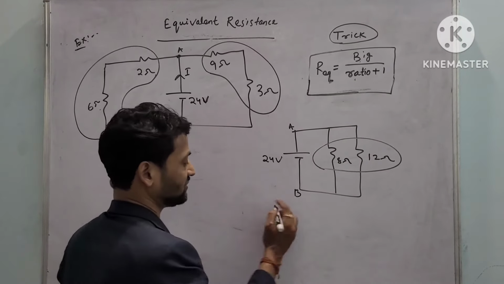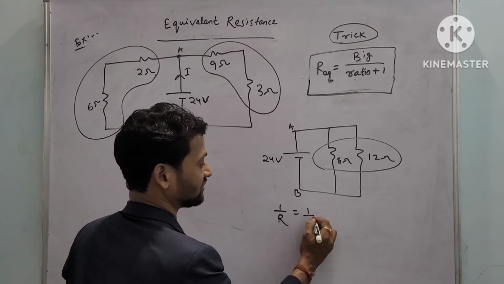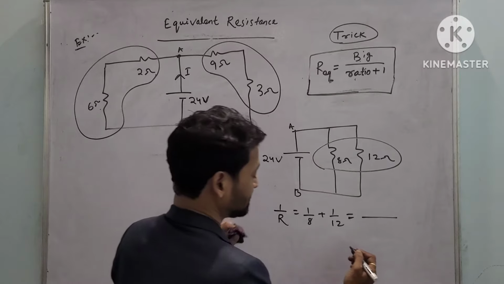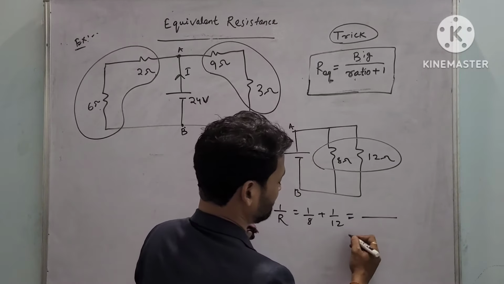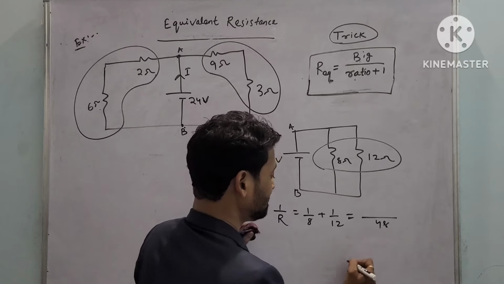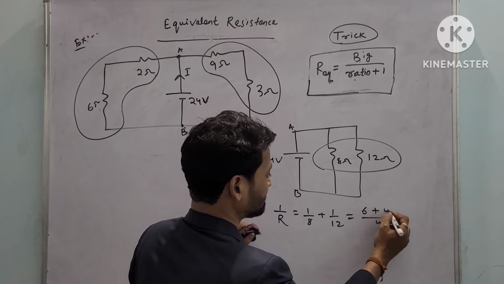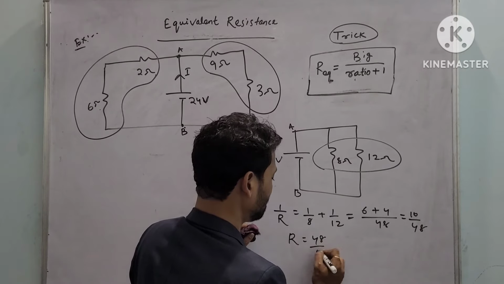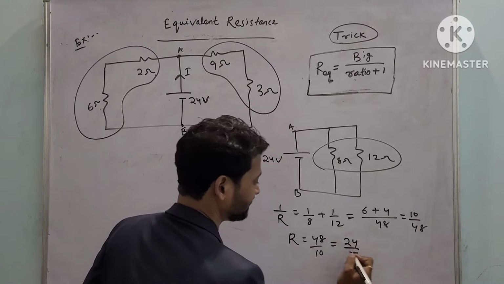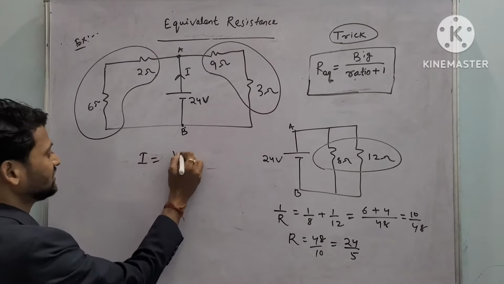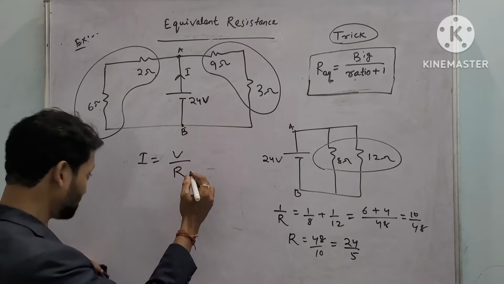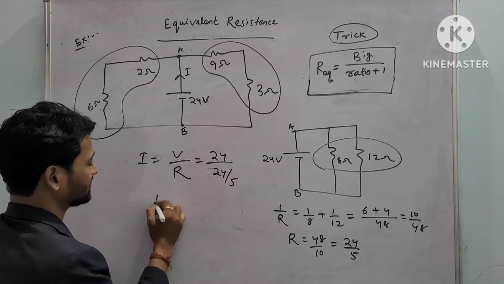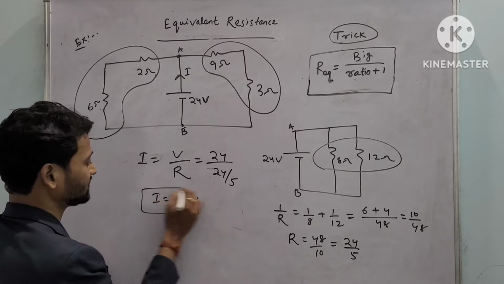So in this case better you apply 1 by R is equal to 1 by R1 plus 1 by R2. Okay, so the LCM, let it be 48. 6 plus 4 is 10 upon 48. So R is coming 48 upon 10, so it is coming 24 upon 5. Right. So as per Ohm's law, current is voltage upon resistance. So voltage is 24, resistance is 24 upon 5. So your current is 5 ampere. So that is your answer.